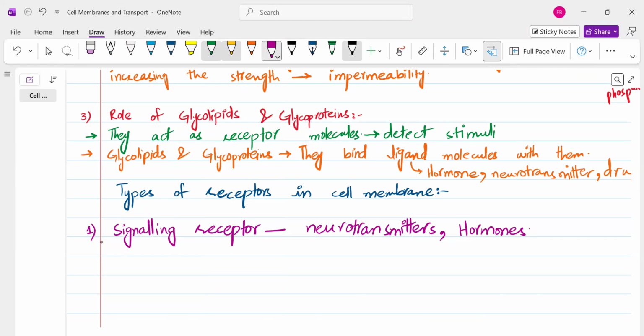I can write it over here. Receptors for cell membrane stabilization.